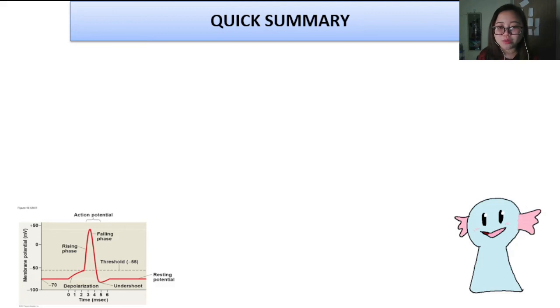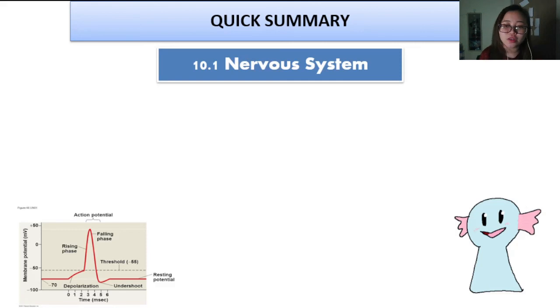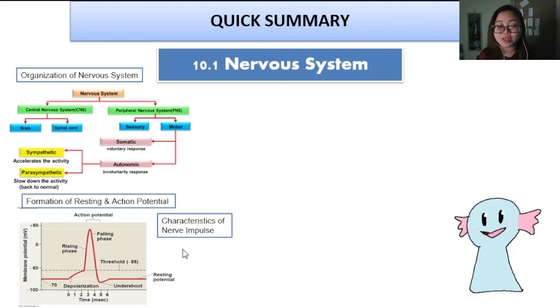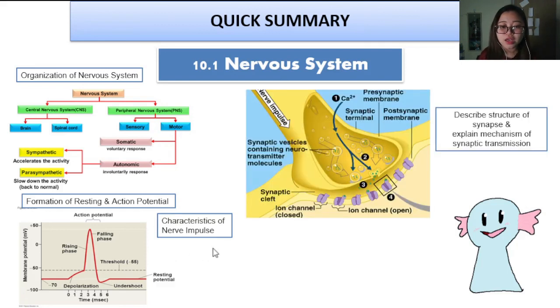So just a very quick summary on what we've gone through in this subtopic. 10.1 is on the nervous system. We started by talking about the organization of the nervous system, and then we talked about the formation of resting and action potential. You do need to remember this graph and what each phase in this graph is. You also learned about the characteristics of a nerve impulse. You learned to describe the structure of a synapse and also explain the mechanism of synaptic transmission, how the message is transferred from here to this side.